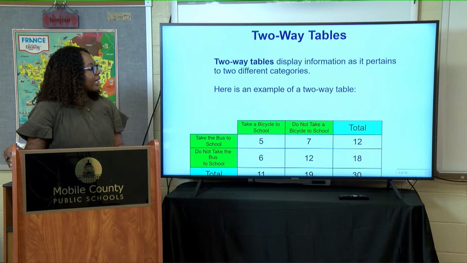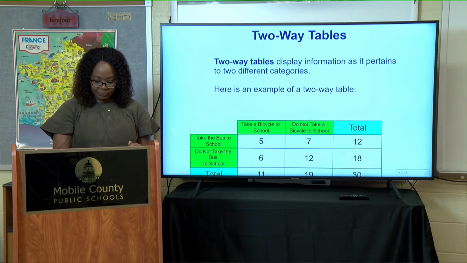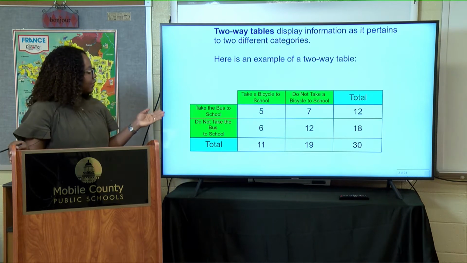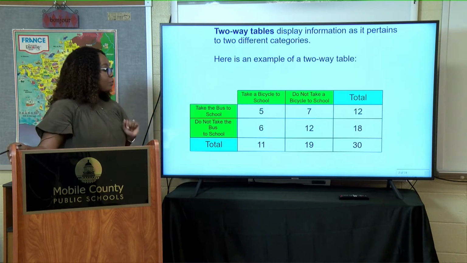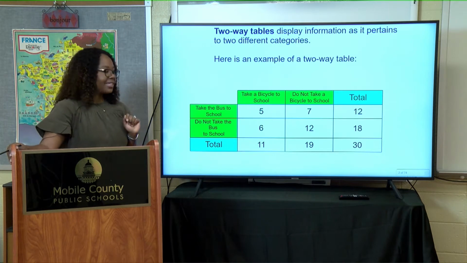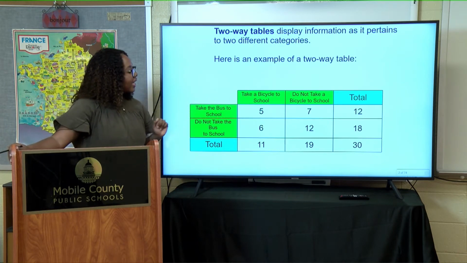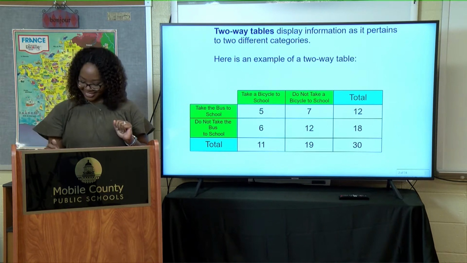Two-way tables display information as it pertains to two categories. Here's an example. Within our two-way table, you should notice that there was a survey that was taken by a group of students to determine how many students take a bus to school and how many do not. That's one category. And then how many students take a bike to school and how many students do not. That's our second category.